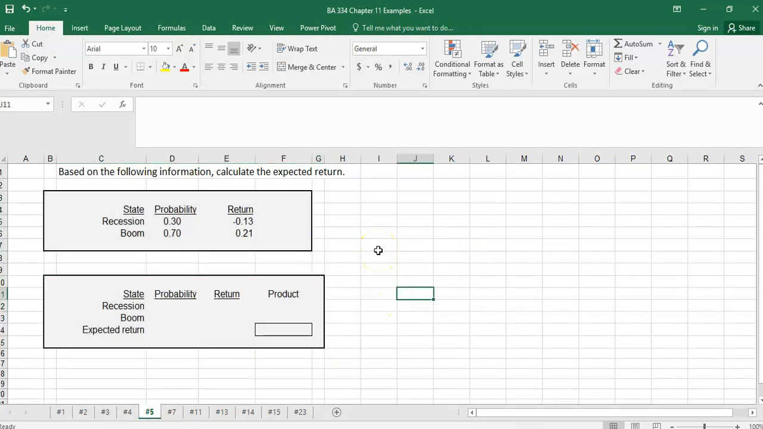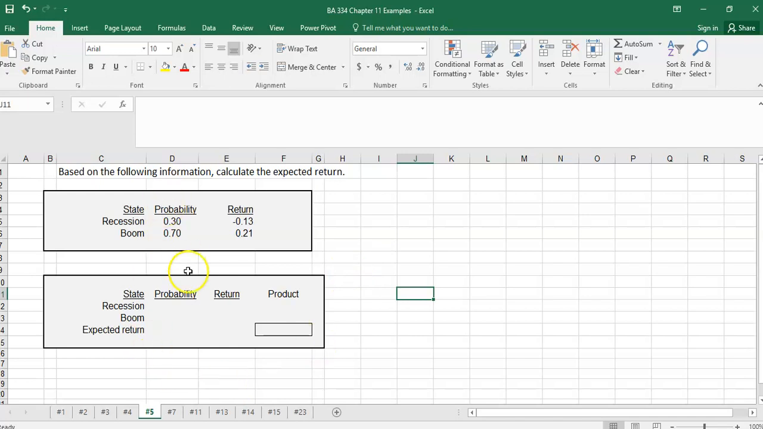We're going to calculate the expected return now, looking at the probability of a return in a recession versus the probability of a return in a boom economy. So we have two different economies here. We have a recession economy and a boom economy. Out of the 100% total, we have a 30% chance of being in a recession and a 70% chance of being in a boom. If we are in a recession economy, we're going to earn a negative 13% return, and a boom economy has a 70% probability of earning a return of 21%.